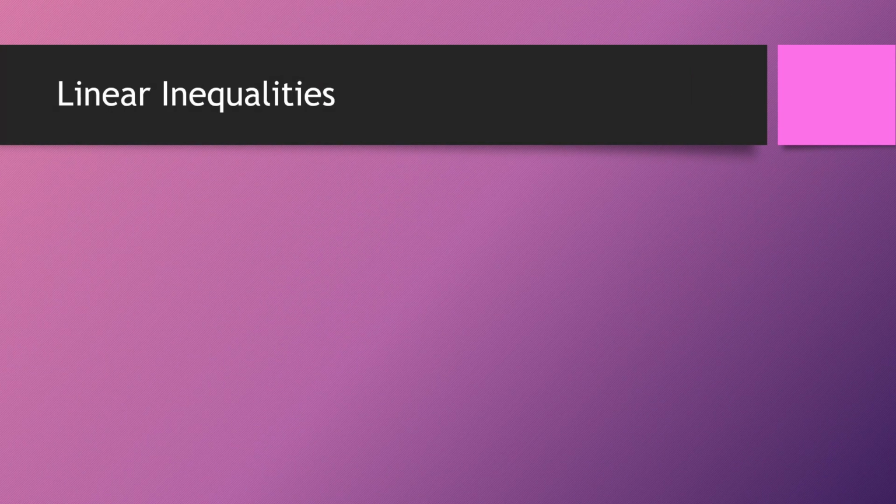Let's do a couple examples of solving linear inequalities. Example 1. Solve the linear inequality x minus 6 is greater than 10. This is one of those linear inequalities that you can solve like an equation. So, you easily add 6 to both sides of the inequality, and end up with x is greater than 16.